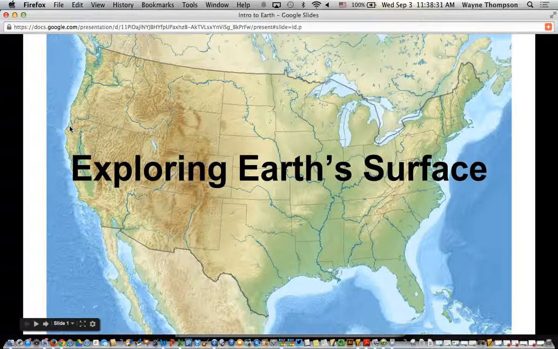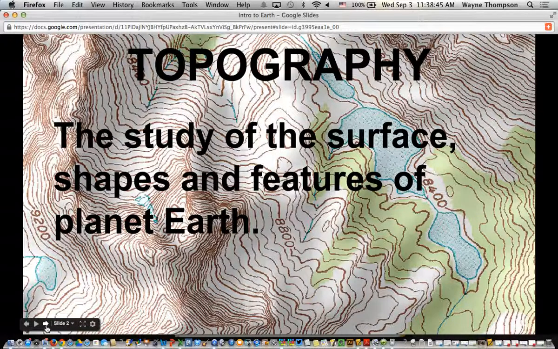We're going to start out by taking a look at the Earth's surface. The Earth's surface is divided up into a number of plates, and those plates are all part of the tectonic theory, tectonic plates. We'll go into that more in later chapters. But for right now, we want to start by studying what's called topography. And tonight for homework, you're going to see these vocab words. Topography is basically the study of the surface and the shapes and features of planet Earth.